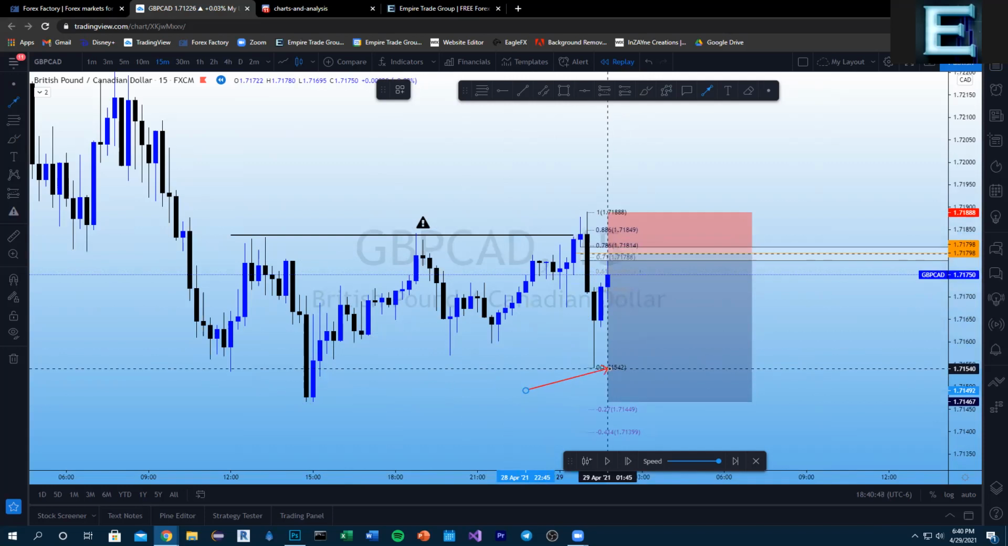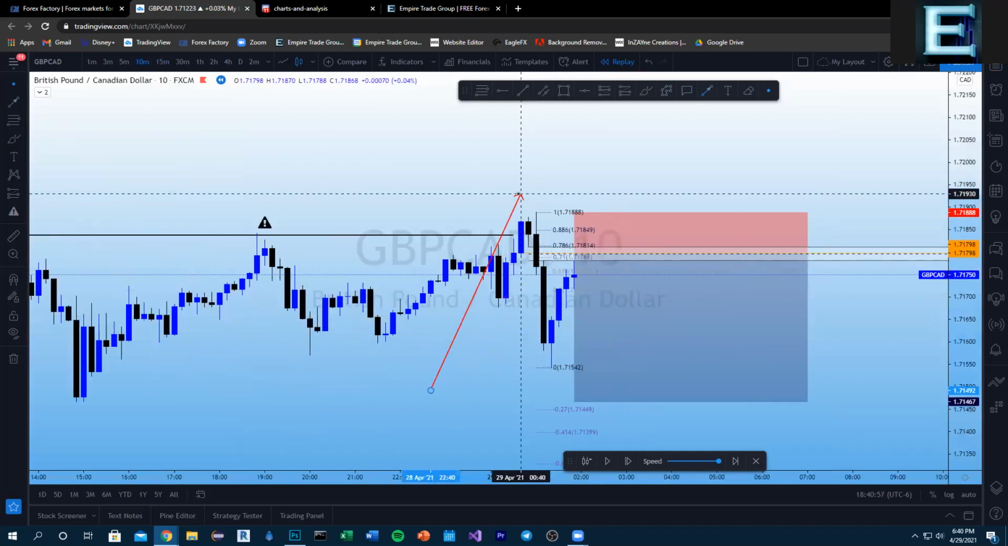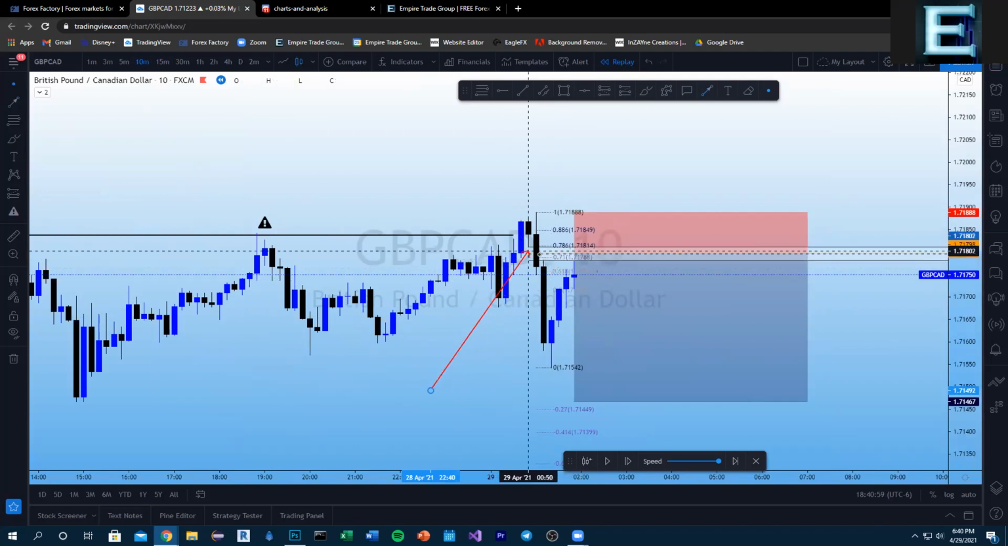I throw my fib from the high to the low. Price is now pushing up, okay? My points of interest came from the 10-minute, I believe. Yeah. So this candle here was my order block, shot up, came down. We left some imbalance that lines up with the opening of the order block. This looks like a beautiful setup.